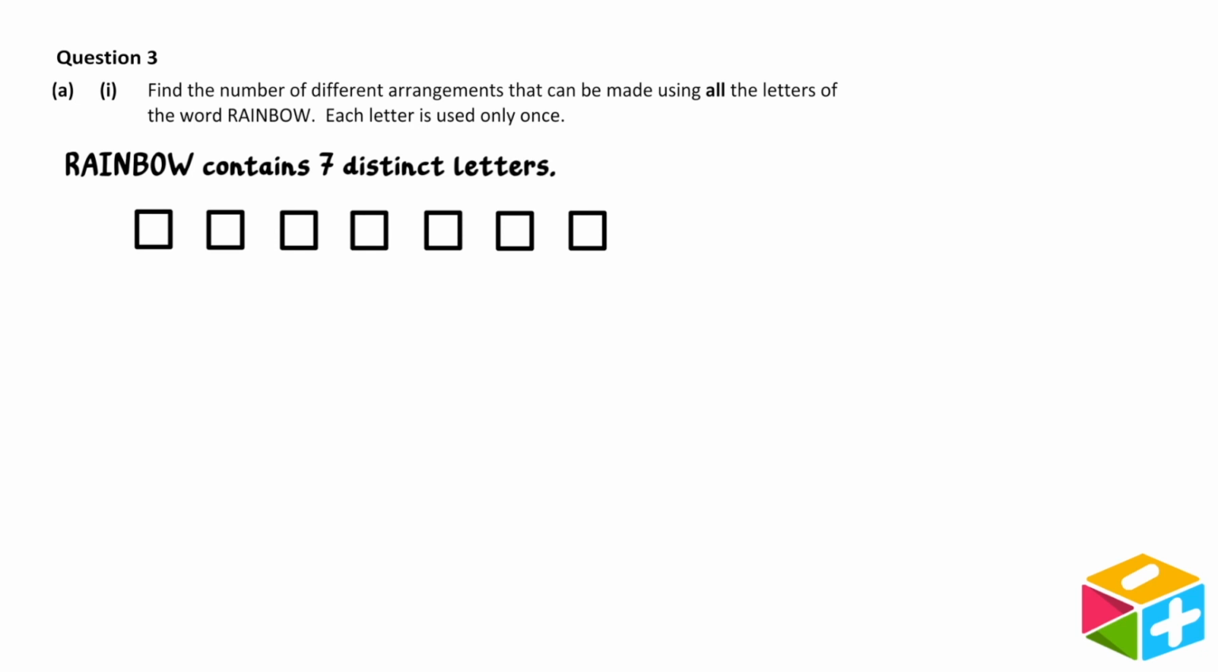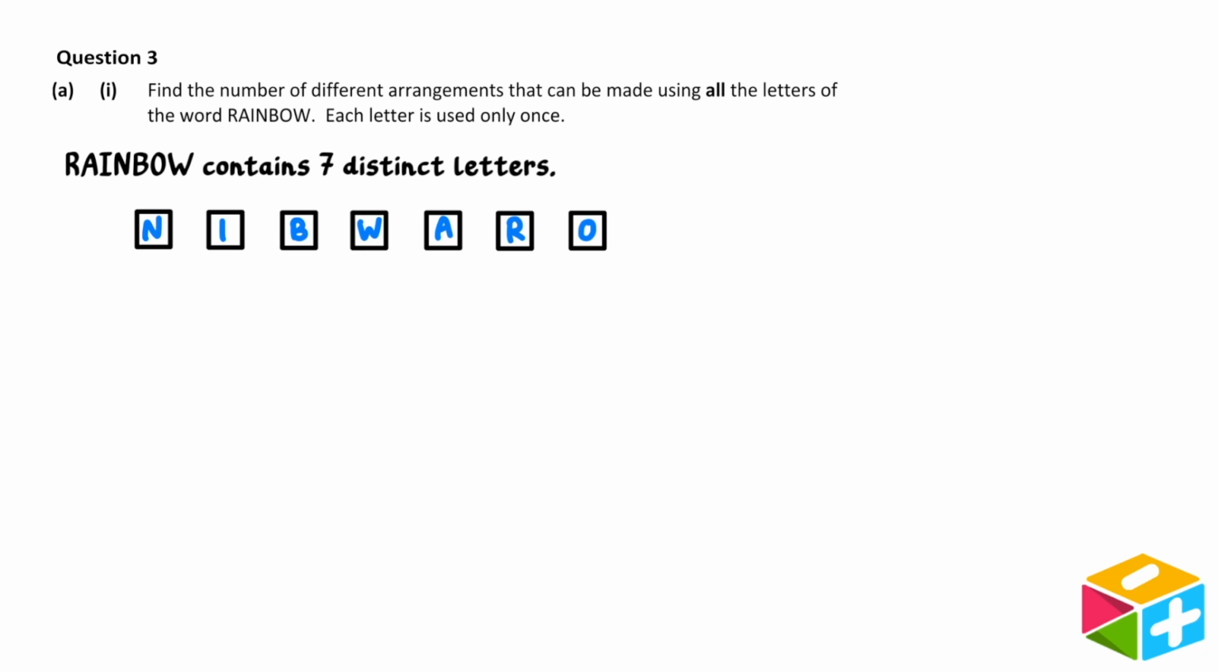We've 7 empty boxes, and we'll need to fill one of our letters into each of these. For example, we could fill in the letters in the order N, I, B, W, A, R, O. This would be one possible arrangement of the letters. And it's worth pointing out that there's no requirement that we come out with a sensible English word, we just want any arrangement of the letters.